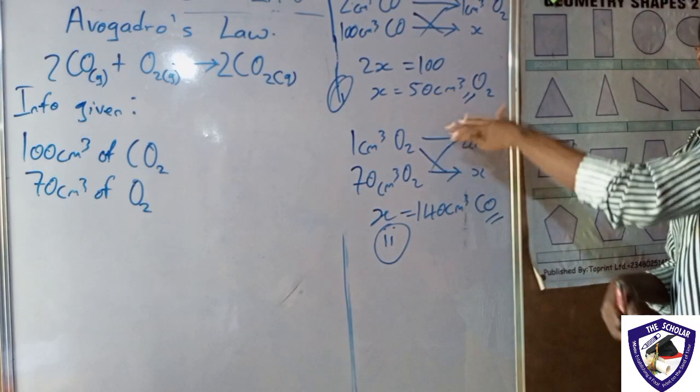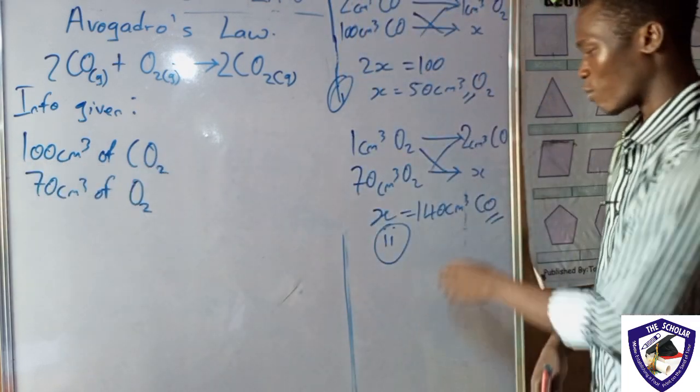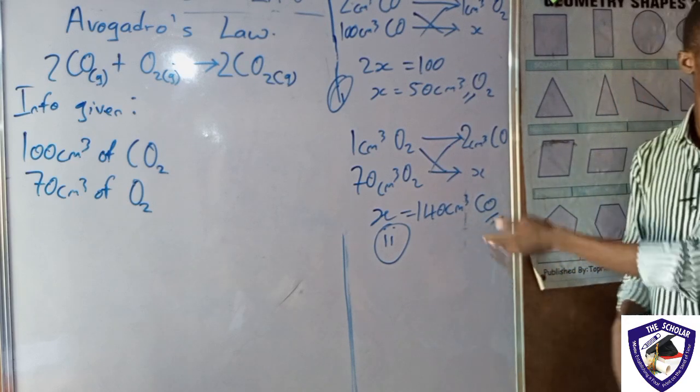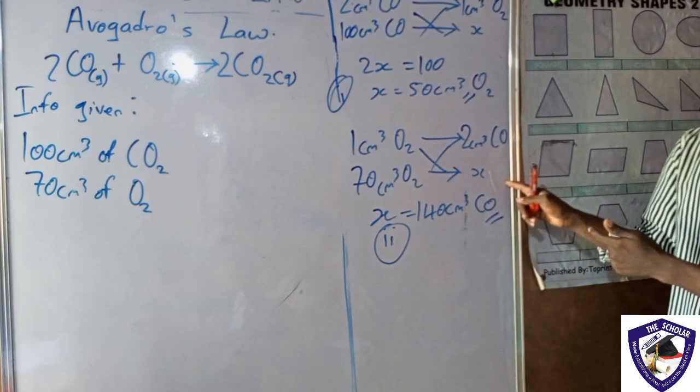We made use of 50 centimeter cube. Here we were given 100 centimeter cube. How come we get 140? How did we end up using 140 centimeter cube? Where did that 40 come from? So this is an error.